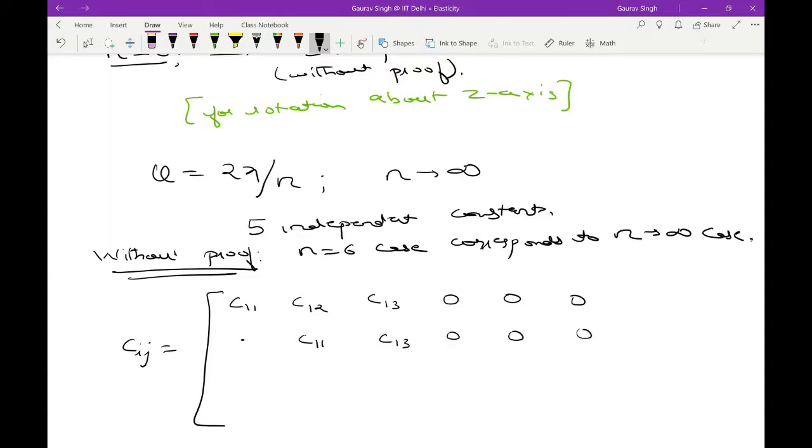Which case? The n tending to infinity or n equal to 6 case.